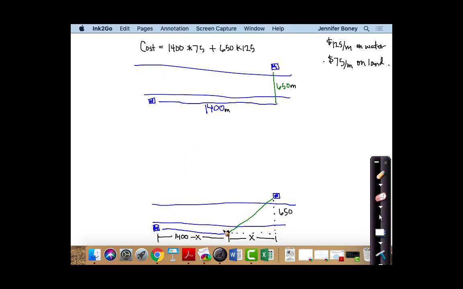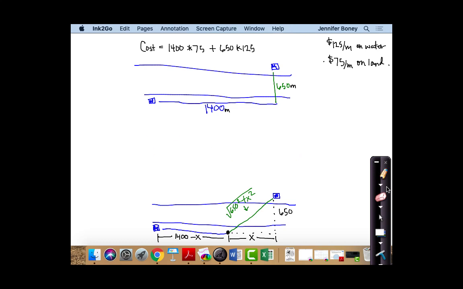So 1400 minus x is going to be at the $75 a meter. And this length here, don't quite have it written out, but pretty close. The length would be the square root of 650 squared plus x squared, Pythagorean theorem wise, and that length would be at a cost of $125 per meter.